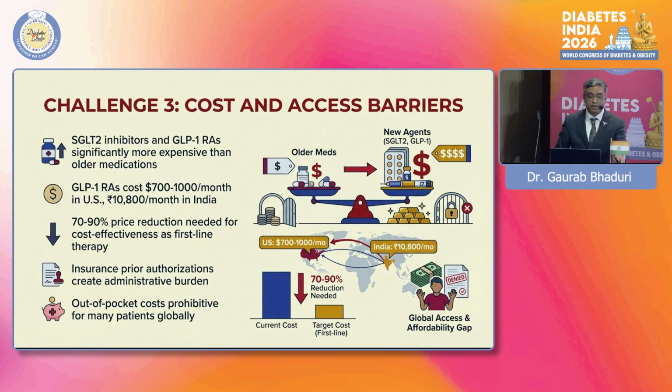The third, and very relevant for us, is the cost and access barriers. The SGLT2 inhibitors post patent loss, the drug prices have come down, but for GLP-1s it's still expensive. In the United States, about $700 to $1,000 per month, and in India, more than 10,000 rupees per month. And some of the studies show us that a cost reduction of about 70 to 90% is actually required for these agents to become cost effective if you're trying to use them as a first line agent.